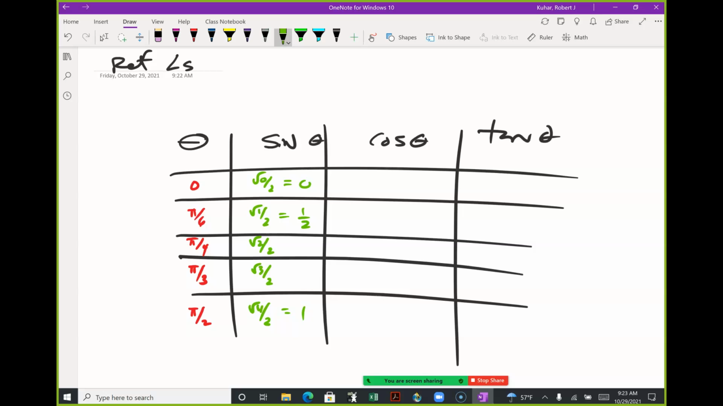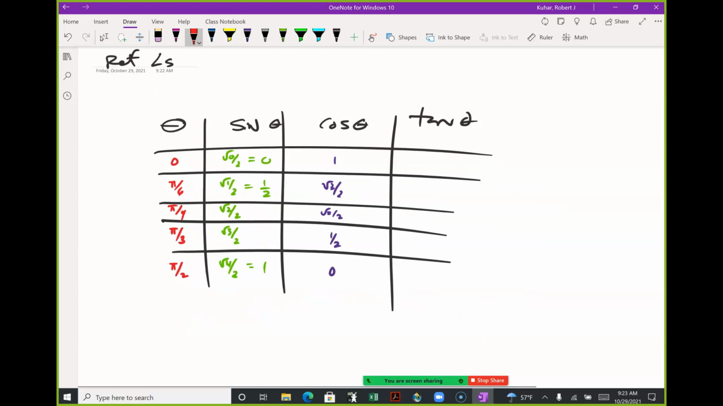Cosine and sine have this relationship. We'll talk about what that means pretty soon. Okay? And so cosine is just going to work in the opposite direction: 1, rad 3 over 2, rad 2 over 2, 1/2, and 0. And then how do I calculate tangent? What's my identity for tangent? Sine over cos. Nice. Tangent of theta is sine theta over cos of theta.